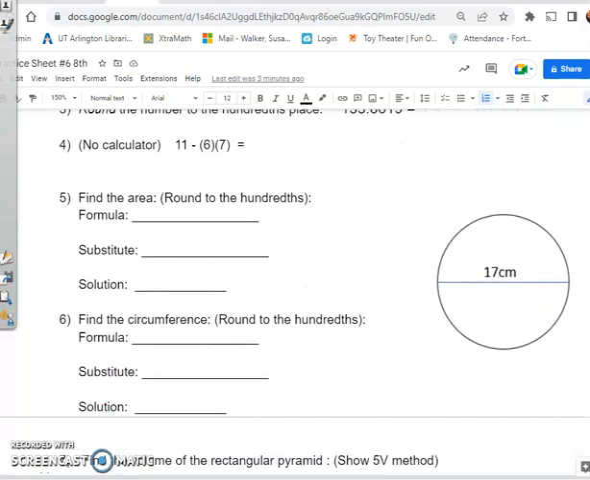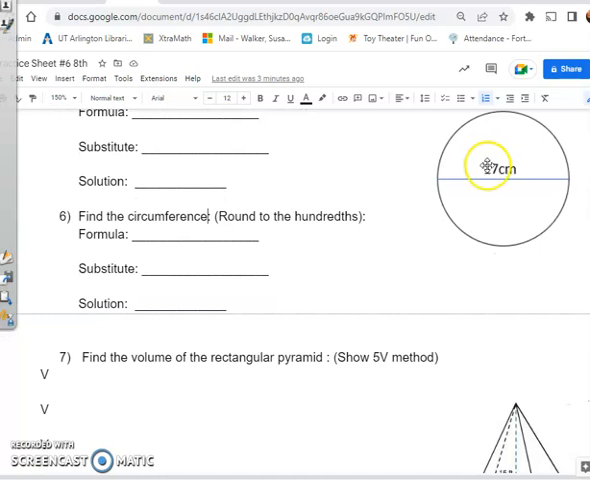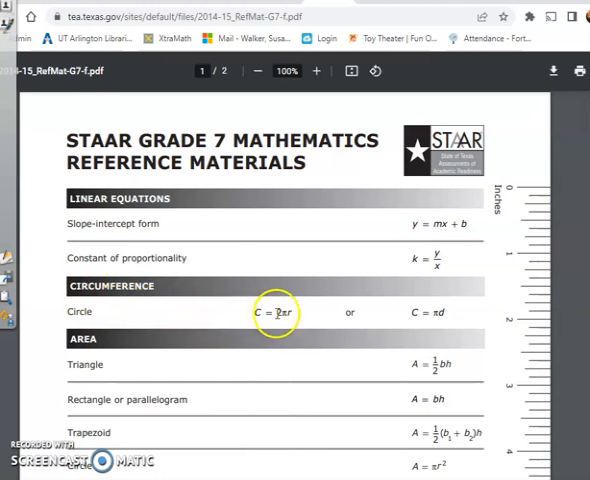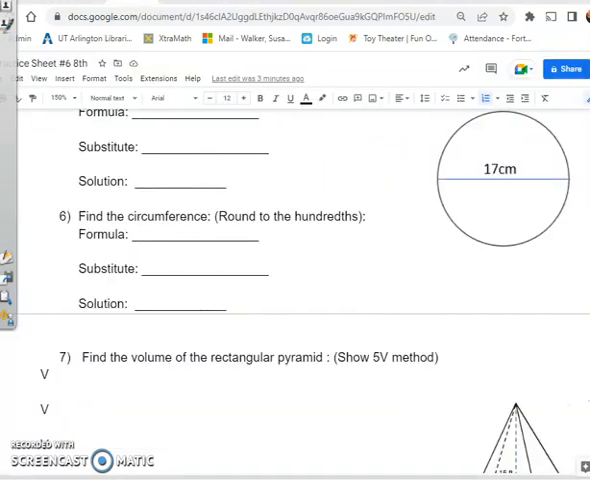Okay, number 6, we're going to do circumference. And our formula is right here. C equals 2 pi r, or C equals pi d. Well, in this case, since we have diameter, we can use it. C equals pi d. Pi times the diameter here is 17. Punch that into the calculator, okay? And then that will give you our answer. By the way, this one should be centimeters. This one should be centimeters squared, okay?